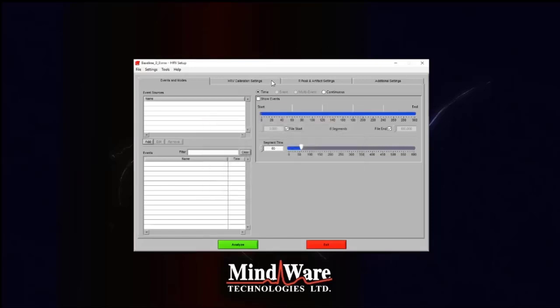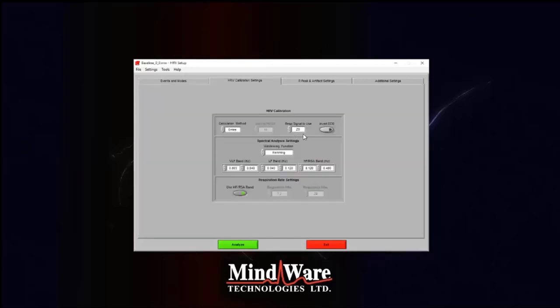If we go to the calibration settings, you'll see here under the respiration signal, it does know to automatically use the Z0 as the respiration. So we're all set there.